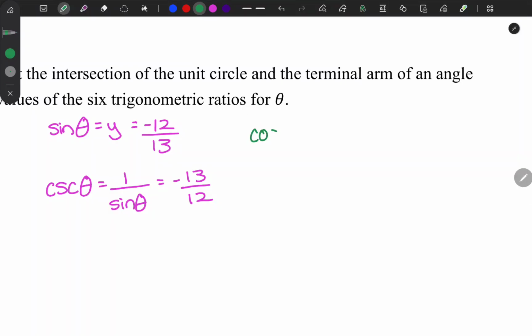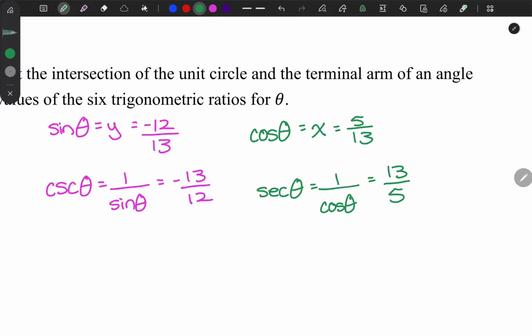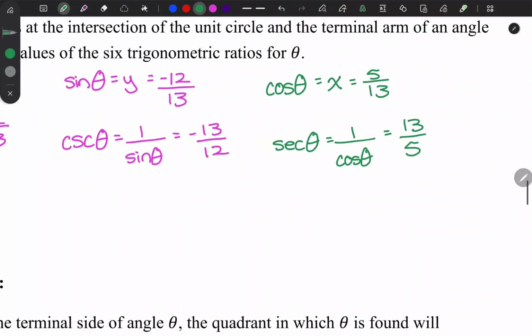So cosine is normally equal to x over r, but we're on the unit circle, so it's actually just equal to x. It's equal to 5 over 13. The reciprocal identity secant, that's 1 over cosine, is the reciprocal of 5 over 13, so that's just 13 over 5. Okay, and the last one does require a little bit of calculating. Let's fit it in down here.